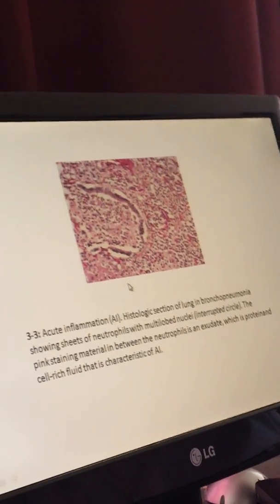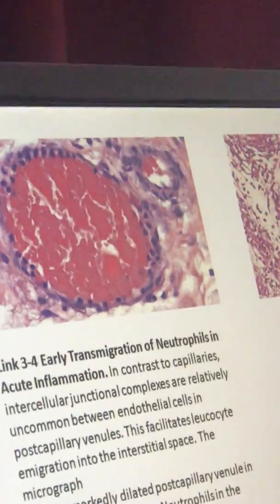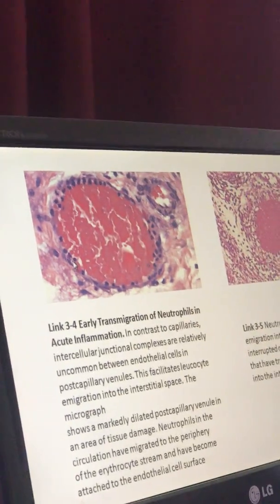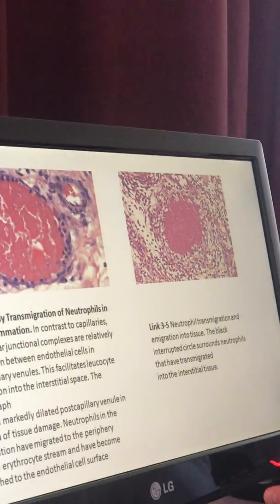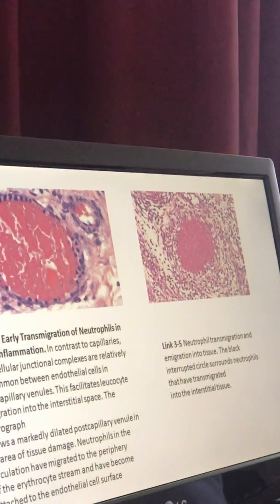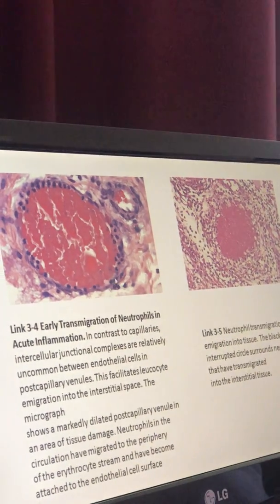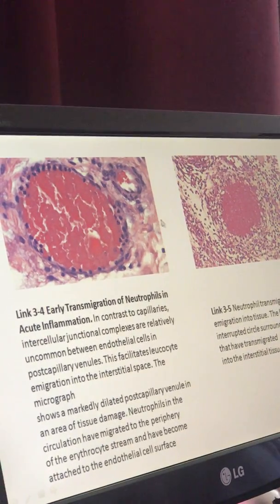This picture is acute inflammation, full of neutrophils. Another picture is better to explain. Here, after margination, you see that some of the neutrophils do transmigration. You see here that one neutrophil has transmigrated through the vessel. Some of them are still in the margination step, but some of them want to pass the vessel. This is transmigrating, and this one has passed. So this is early transmigration.